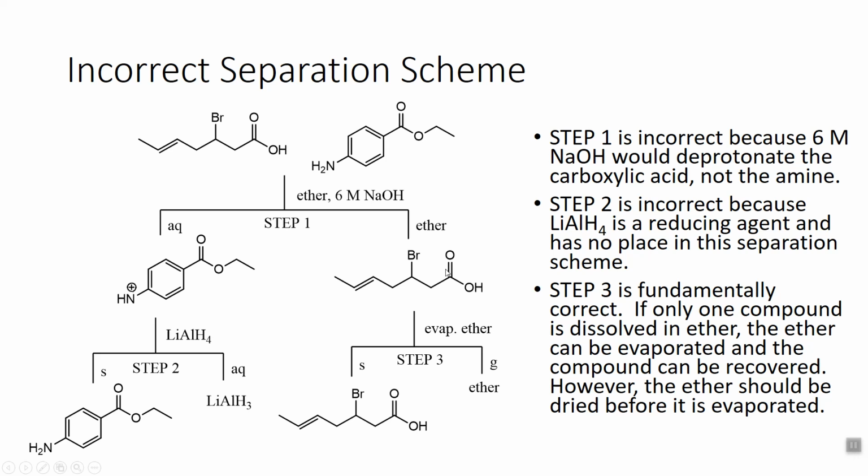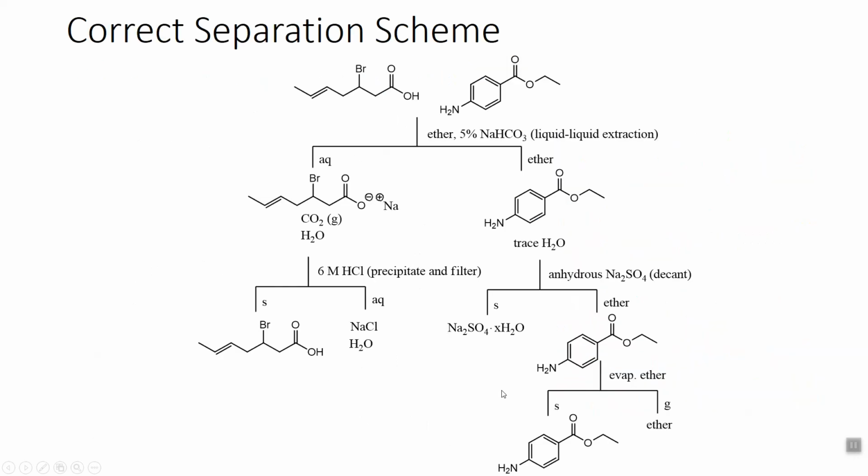In step 3, we have a carboxylic acid dissolved in ether, and we evaporate the ether. Fundamentally, this is correct. If we did have a carboxylic acid dissolved in ether and we evaporated the ether, we'd get back the solid carboxylic acid, and in the gas phase, we would have the ether. However, of course, there's a better way to do this, a correct way to do this, if you will.